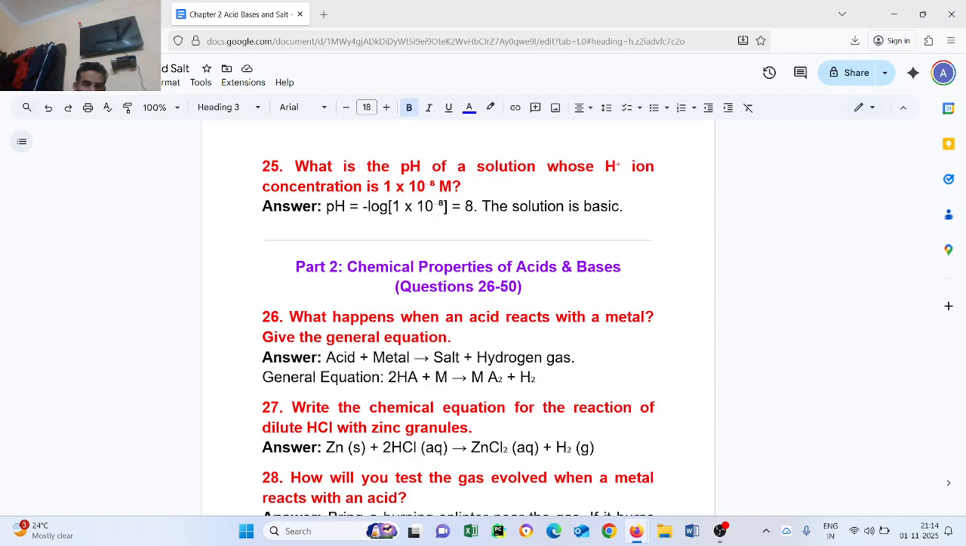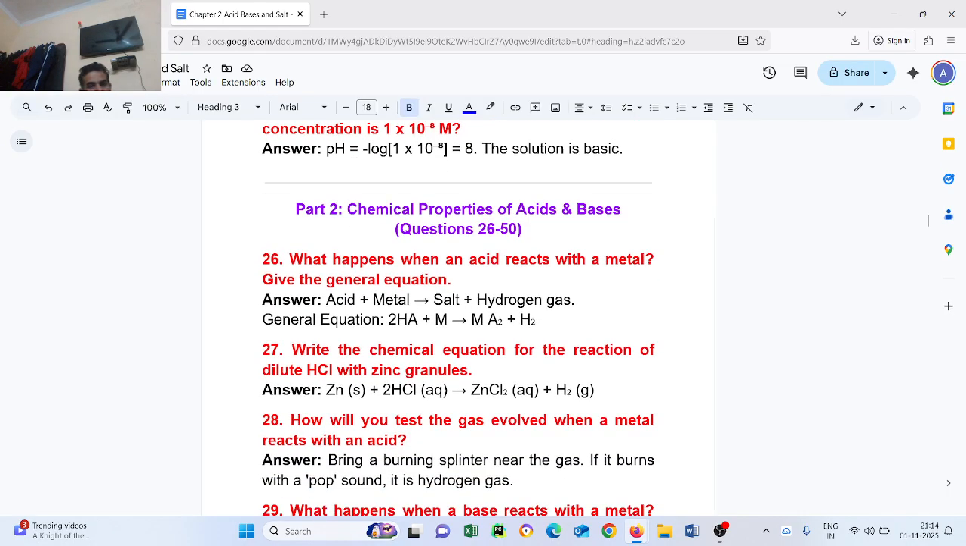General equation: 2HX plus M gives MX2 plus hydrogen. Write the chemical equation for the reaction of dilute HCl and zinc granules. Zinc plus HCl gives zinc chloride plus hydrogen gas.